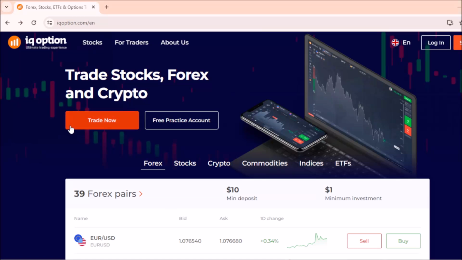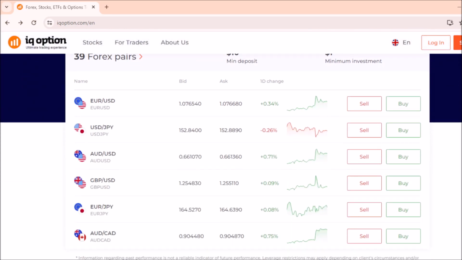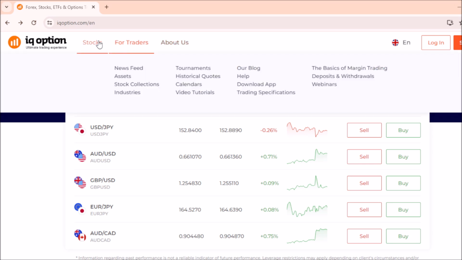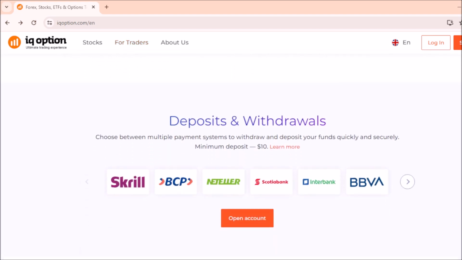IQ Option is an online trading platform that allows users to trade a variety of financial instruments such as stocks, cryptocurrencies, forex, commodities, and options. It provides a user-friendly interface and offers various tools and features for trading.